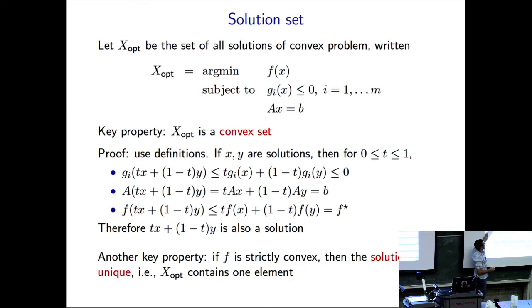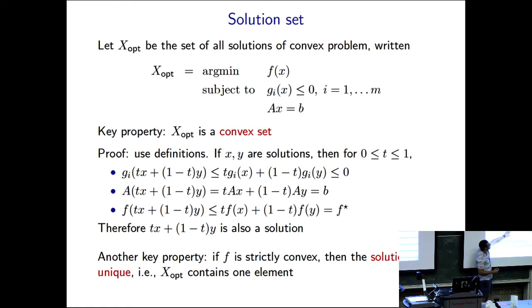We have to also check that it's feasible. So if you take t x plus 1 minus t y, it meets all the constraints. That, again, just follows from convexity of the functions, let's say g i, that define the inequality constraints. That's just invoking their definition. And to check that it meets the equality constraints, we're just using linearity. So it's very straightforward to check. And finally, we can just look at the criterion value at t x plus 1 minus t y, because we know it's feasible.